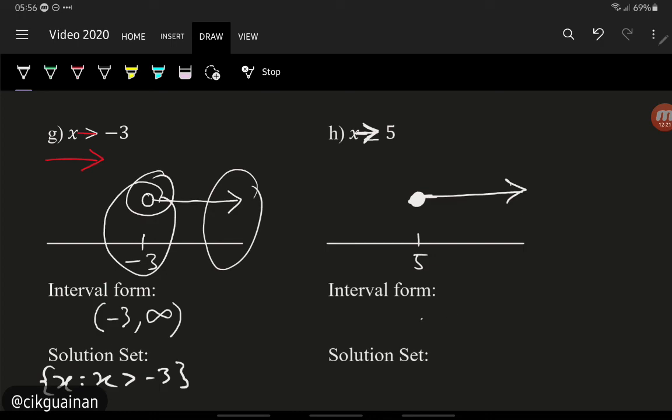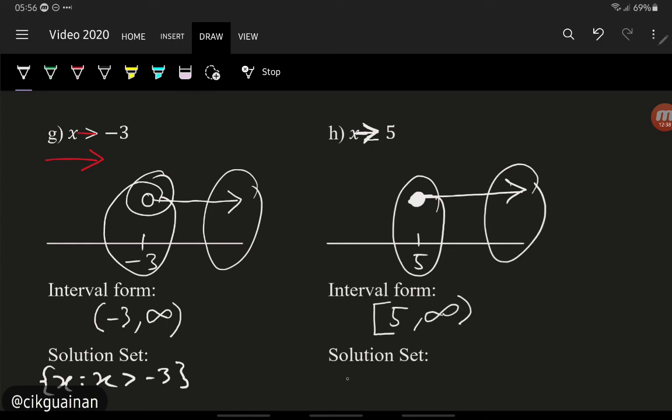Okay, interval form. So put a comma, and the one that we know is 5 over here, on the left hand side of the comma, and it's included, so a square bracket. This one, positive infinity, open bracket. And then might as well copy this one.